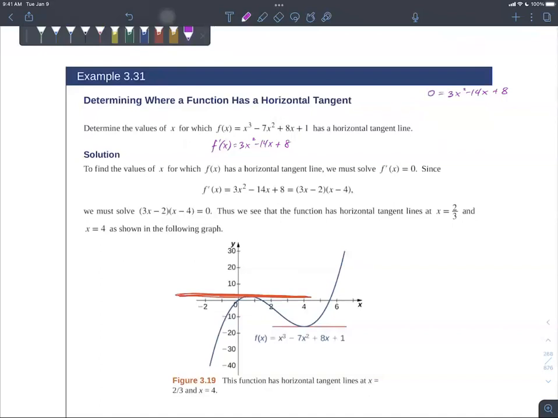And then we can factor this here. It's going to take me a moment to factor. 8 times 3 is 24. Two numbers that multiply to 24 and add up to negative 14 are negative 12 and negative 3. And so if we do x minus 12 times x minus 3, divide both by 3.